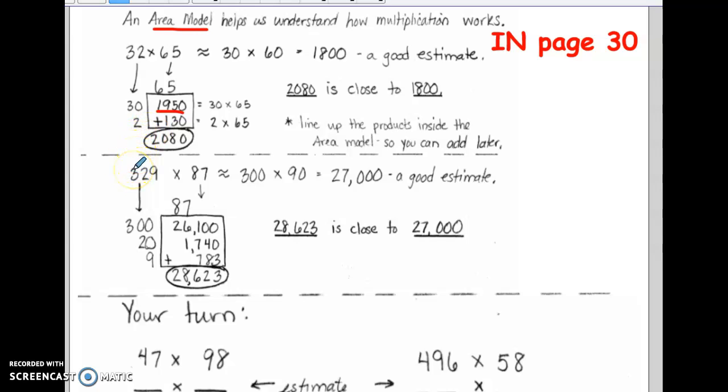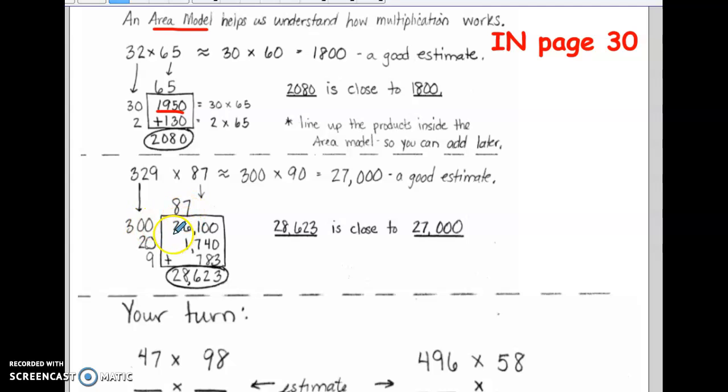If we had a math problem that was something like 329 times 87, we might estimate it to 300 times 90. 27,000 is a good estimate. Now let's do this as an area model. I'm going to take the 87, plop it on top, and I'm going to break up my 329 into 300, 20, and 9. Now I'm going to multiply 300 times 87, and I already did this work.